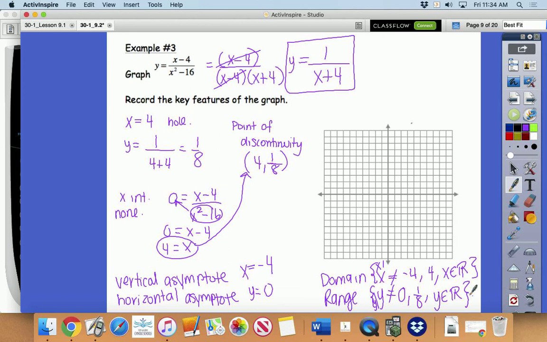From there, we are going to graph this. So we're going to have to draw that vertical asymptote.